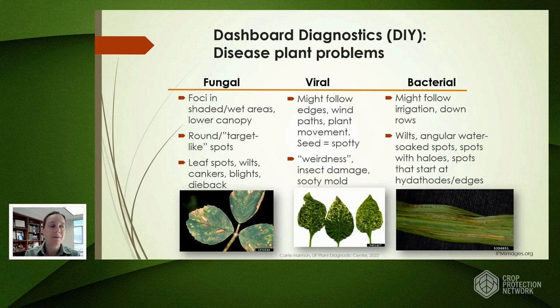Virus symptoms, well, they're kind of just weird. Mosaic, spotty, twisted, distorted, and often the newest growth is affected the worst as the virus builds up in the plant, takes over the machinery, and causes just weirdness.